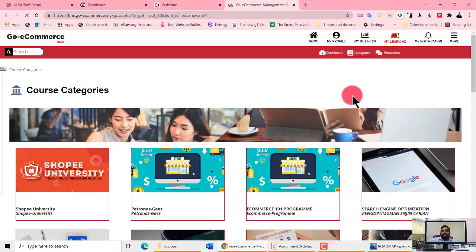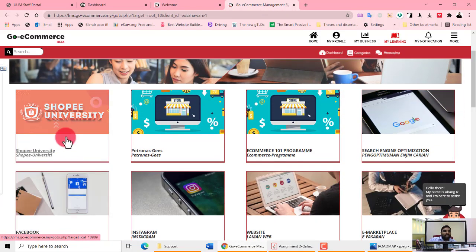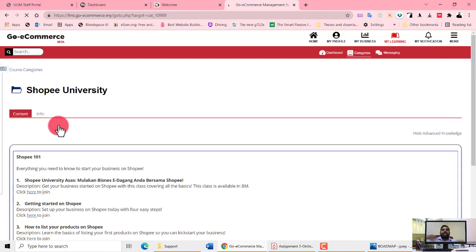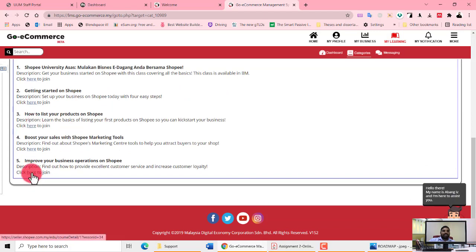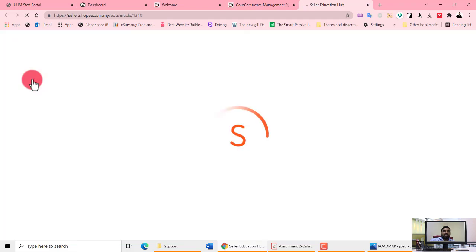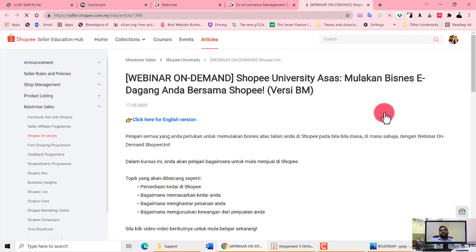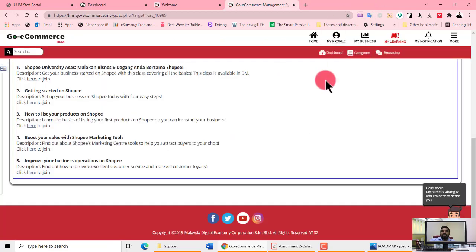In this portal, you can find Shopee University. If you click this one, you will learn everything about Shopee: how to do business, boost your sales in Shopee, getting started with everything, improve your business operation. I just click here, and it will bring me to the seller account. I have an account, so it directly goes there. But I don't sell anything. I just learn Shopee because I have attended a few Shopee trainings for the purpose of class.